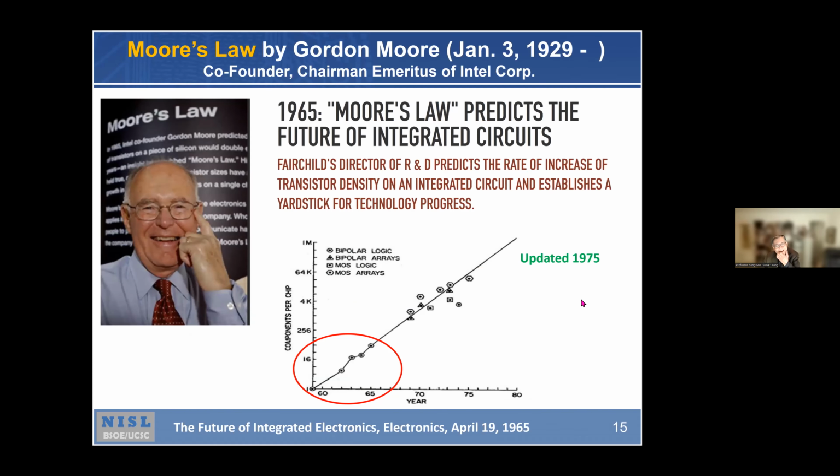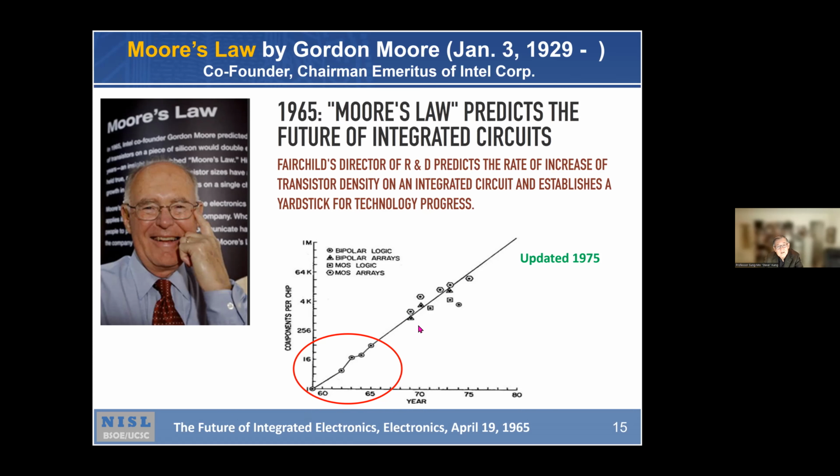Now, the progress and evolution of the integrated circuit followed Moore's law by Gordon Moore, who just passed away recently. Back in 1965, he introduced Moore's law, which predicts the future of the integrated circuit. At that time he was Fairchild's director of R&D. He predicted the rate of increase of transistor density on an integrated circuit would double every year and later double every 2 years. And this is the initial curve that he plotted.